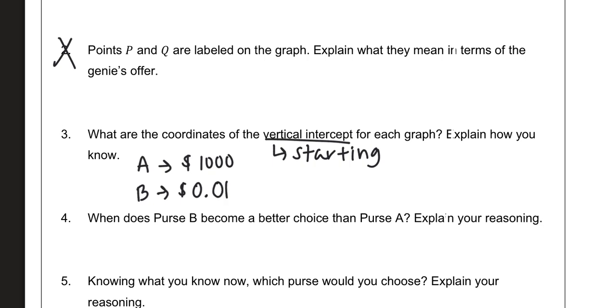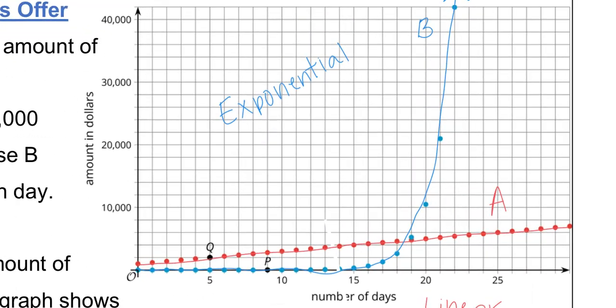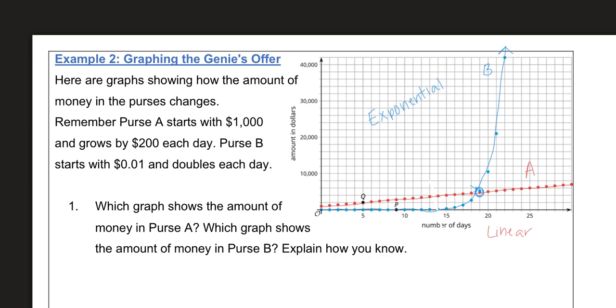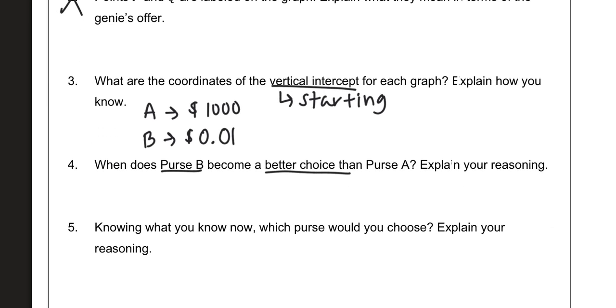Okay. And for when does purse B become a better choice than purse A? When does it have more money? If we look at the graph, we can see all along here, B has less money than A. Okay. Then it starts to get more and more. And right here at about 19 days is when B starts to become larger than A. You can see that blue dot is just a little bit higher than the red dot. Okay, so after 19 days, the purse B is the better choice.